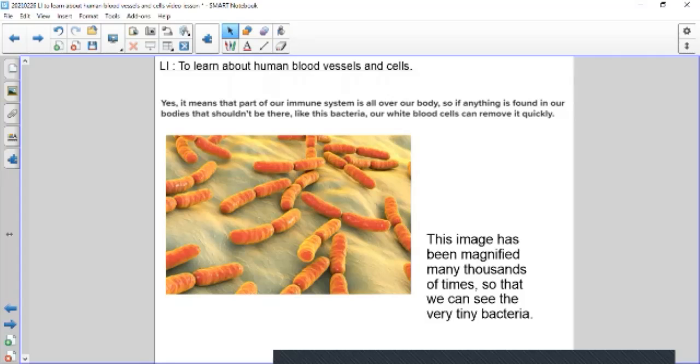In this picture, these are bacteria which you wouldn't want to find in your body. And this image has been magnified many thousands of times so that we can see the very tiny bacteria.